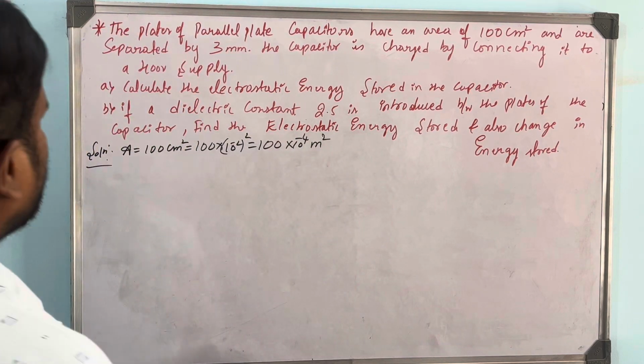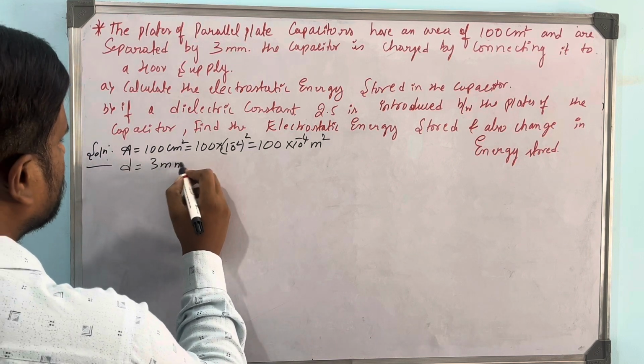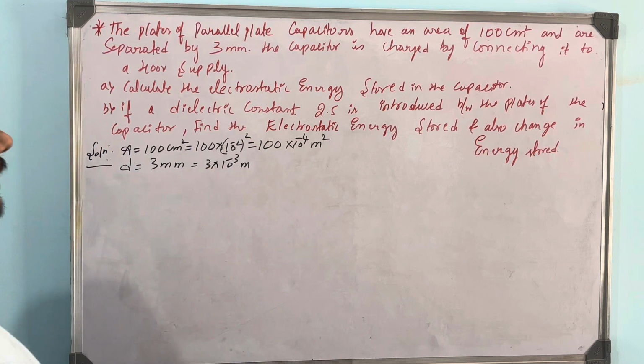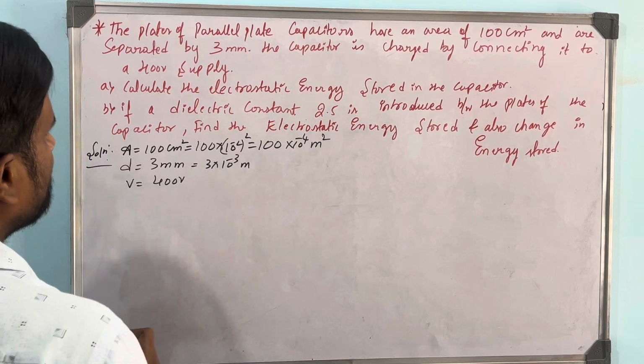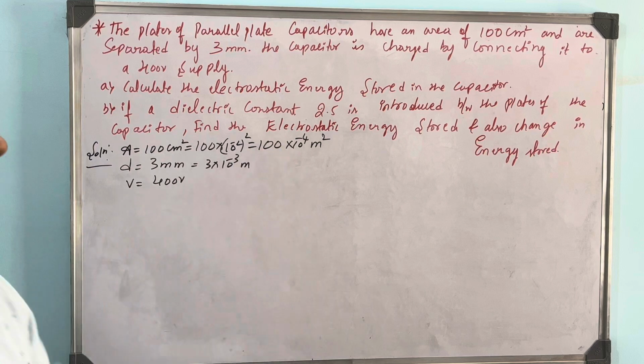And they are separated by a distance. The distance value they have given is 3 millimeter, so it can be written as 3 into 10 to the power of minus 3 meter. And it is connected to a 400 volt supply, so the V value is 400 volt. In the A question they are asking to calculate the electrostatic energy stored in the capacitor.